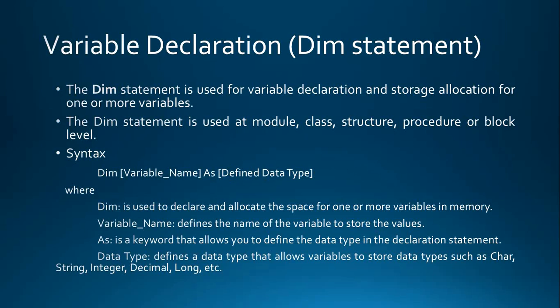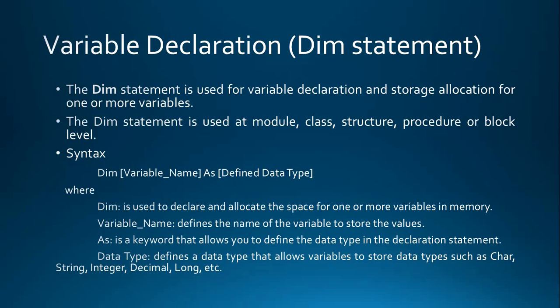So variable declaration. In VB.NET, variable declaration is done by using the Dim statement, as you have seen previously. The Dim statement is used for variable declaration and storage allocation of one or more variables. The Dim statement is used at module, class, structure, procedure or block level. So the Dim statement can be used in various levels.